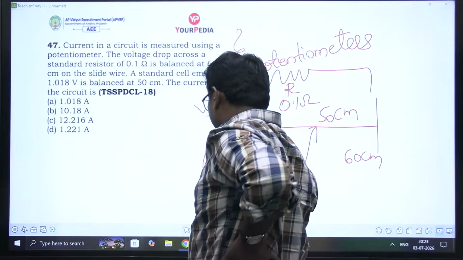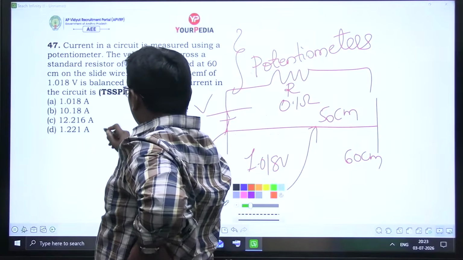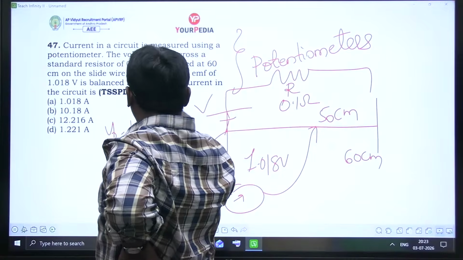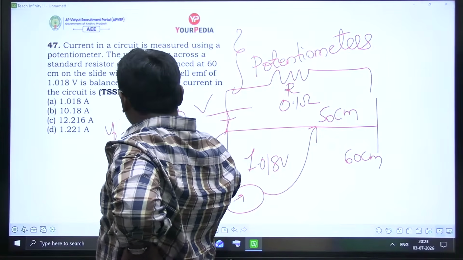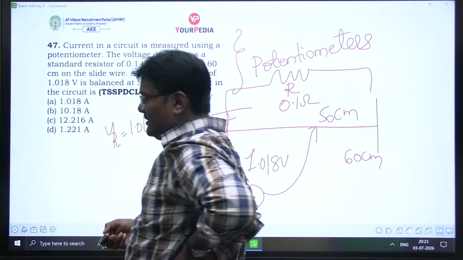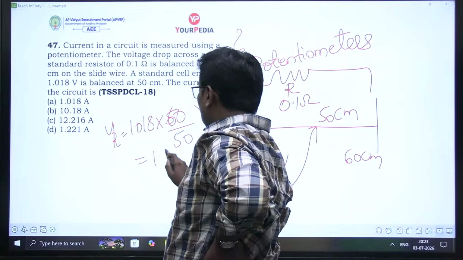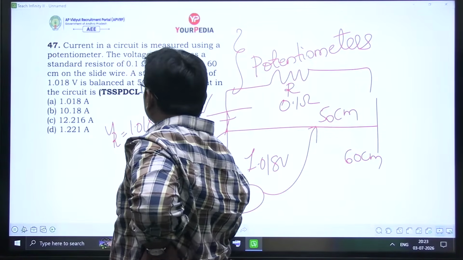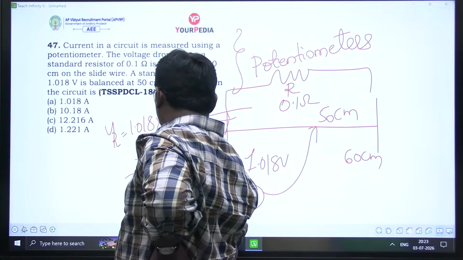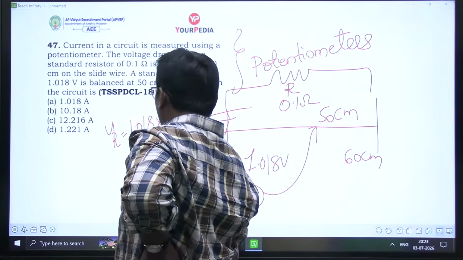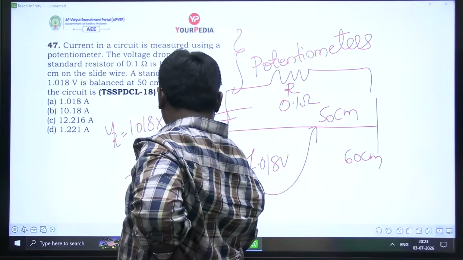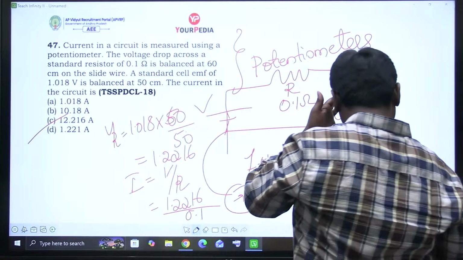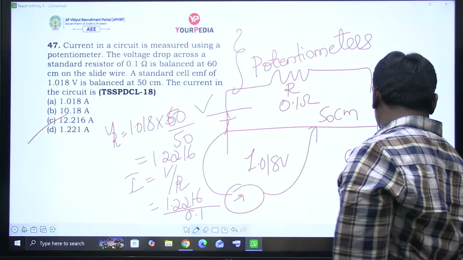C is correct. Okay. Where VR is equal to 1.018 into 60 by 50. So this is 1.2216. IR is equal to V by R. So 1.2216 by R. R is how much? 0.1. The C option is correct.